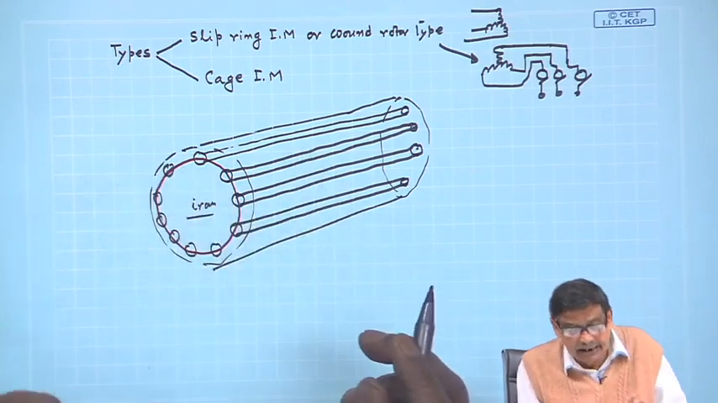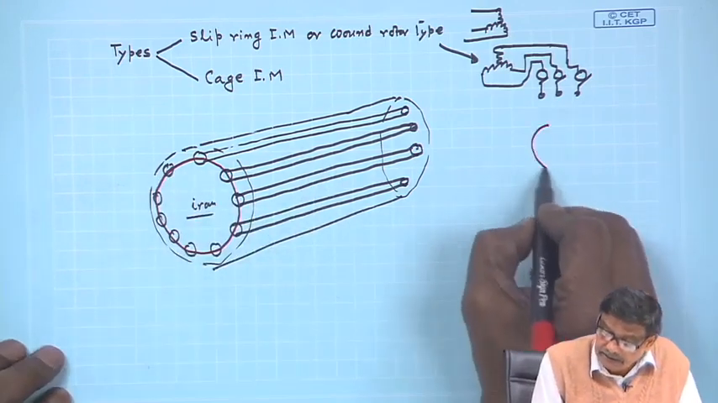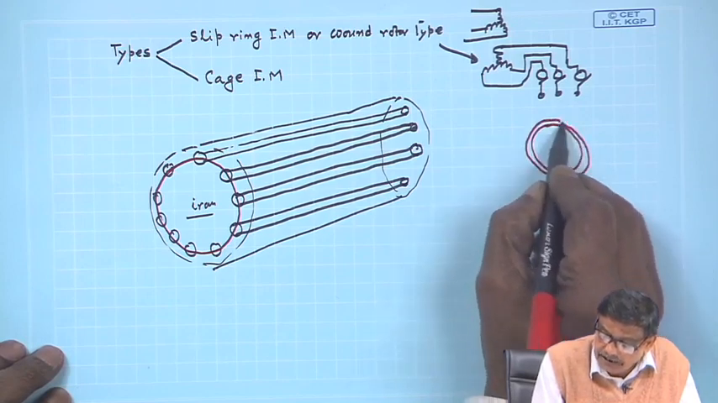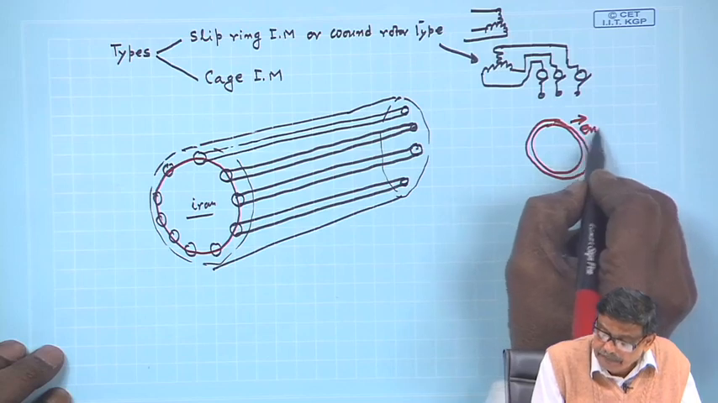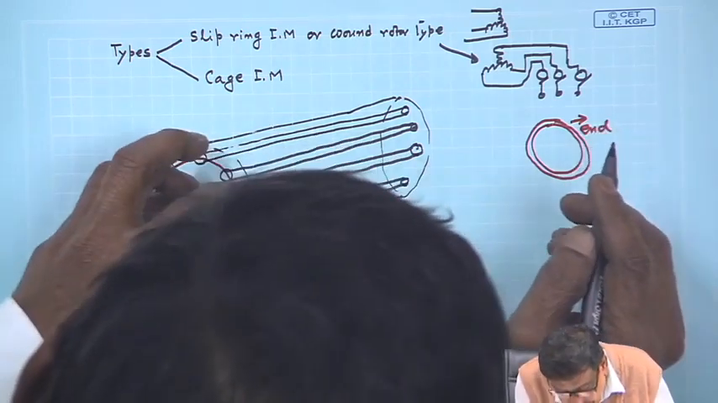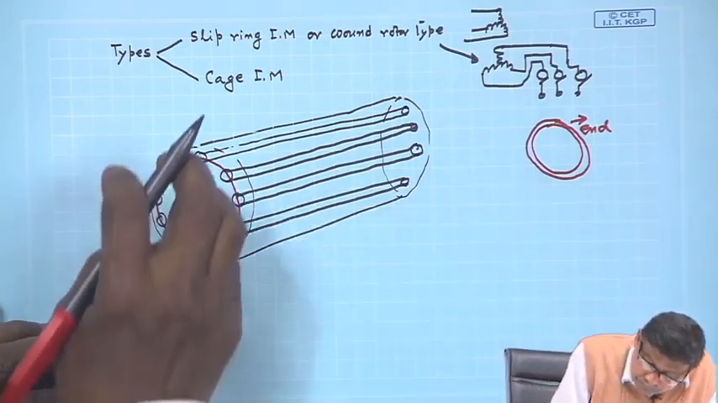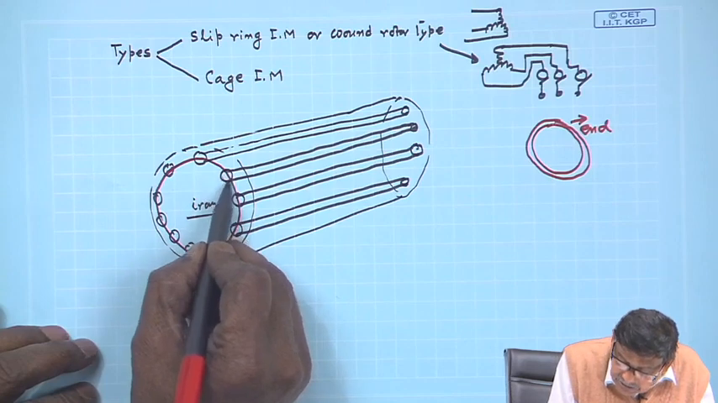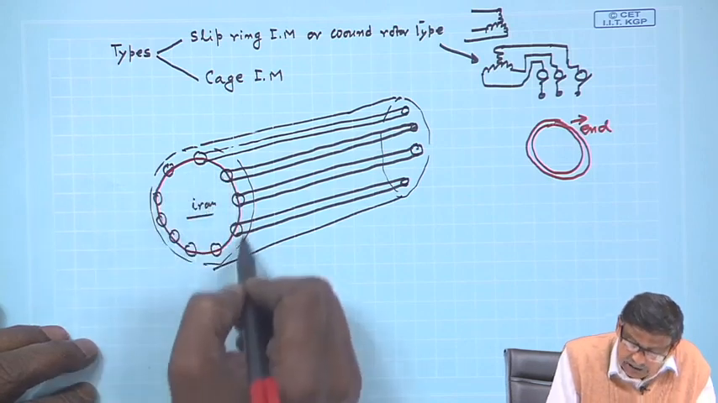That is, I will take another copper, or aluminum, continuous ring, called end rings, of appropriate diameter, of course, such that this fits into it. So, I will push it here, so that all the ends of these bars on this side will be shorted.